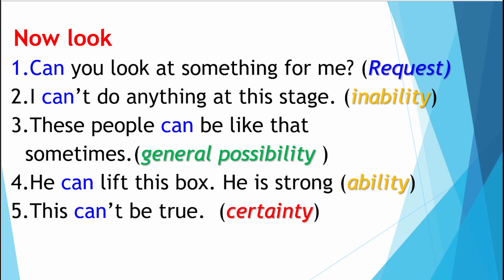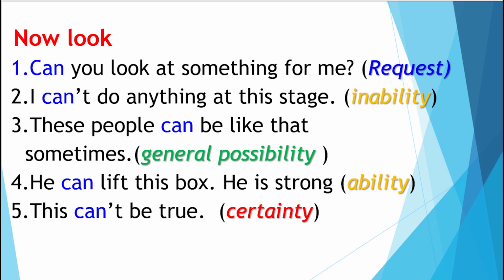Okay, how do you find it? It's easy. Here you have the answers, and compare with what you thought would be the answers. Number 1, can you look at something for me? This is a request. Someone is asking another person to have a look at something for him, either to repair his mobile, to repair his laptop, anything like that.